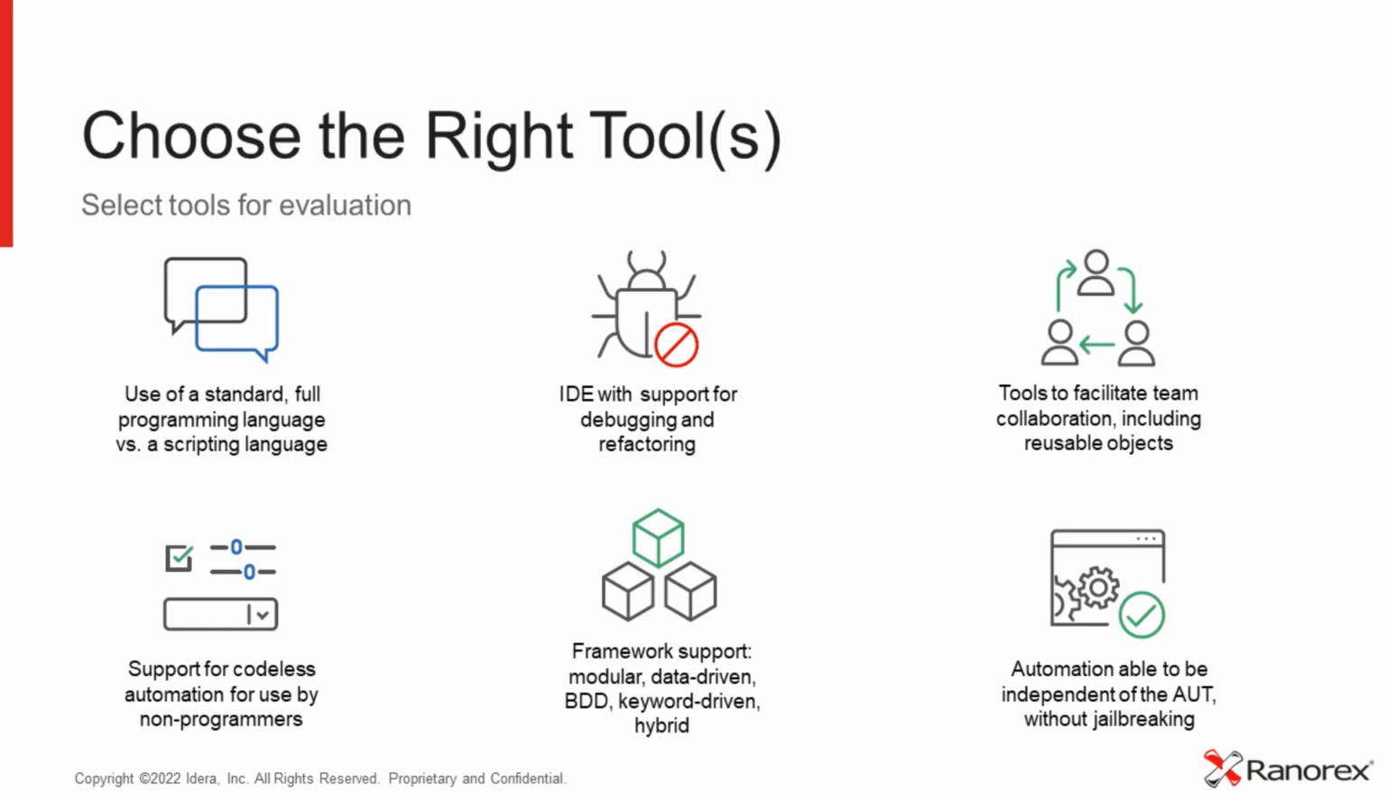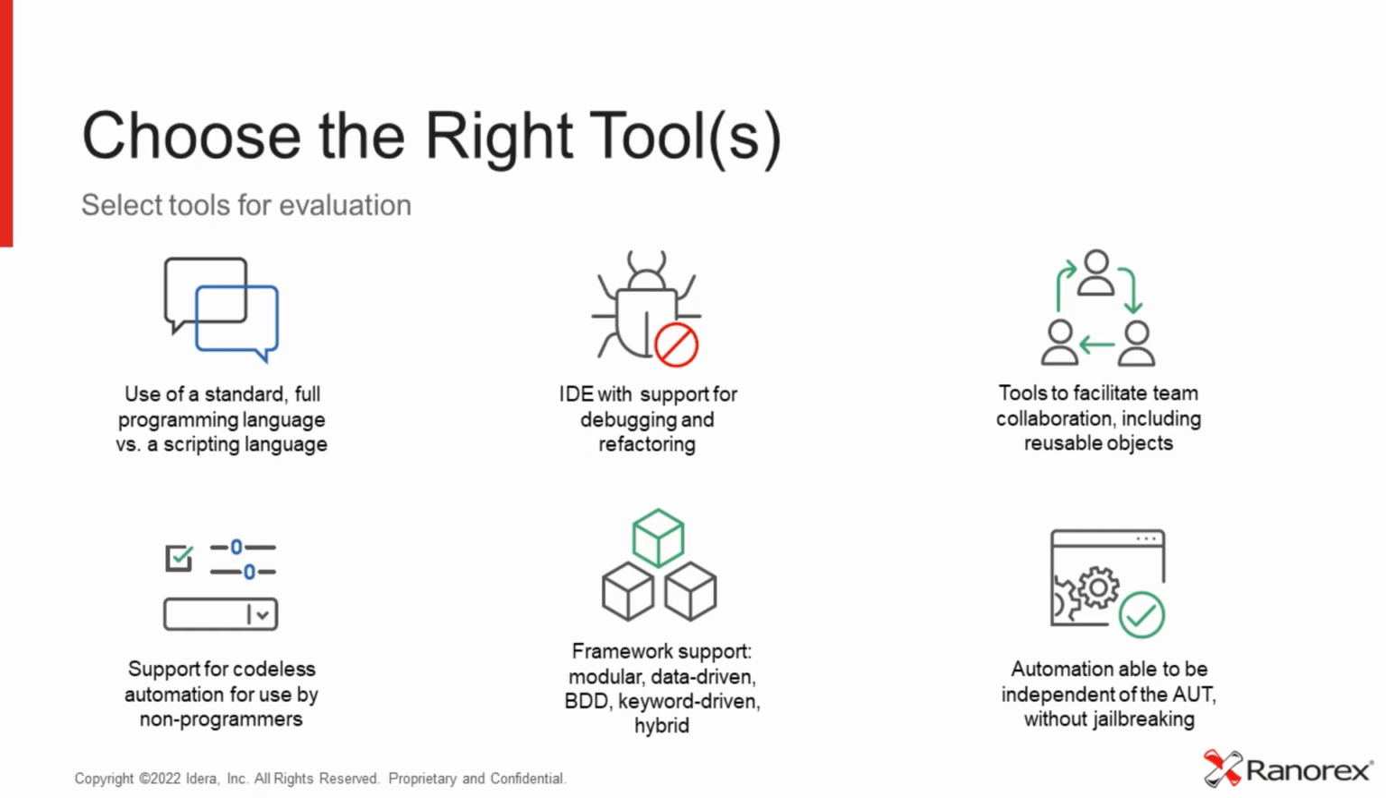And then finally, your automation tools should be independent of your application. You should choose a tool that doesn't have to be tied into your application. You want to be able to have your tests separate from your tool so that you're not having your tests tied too closely to the actual code of your product.